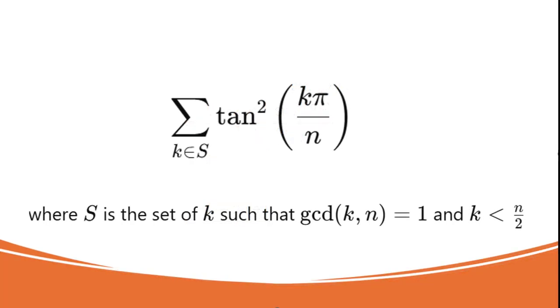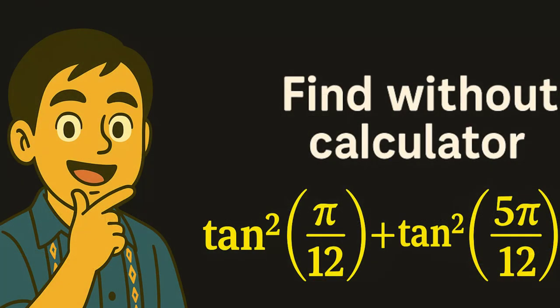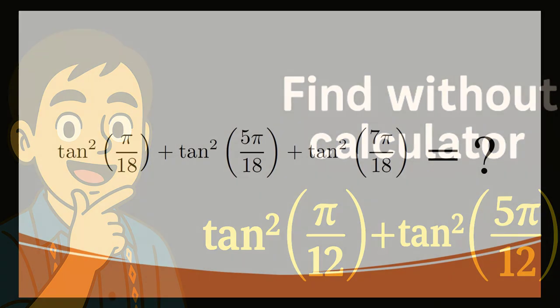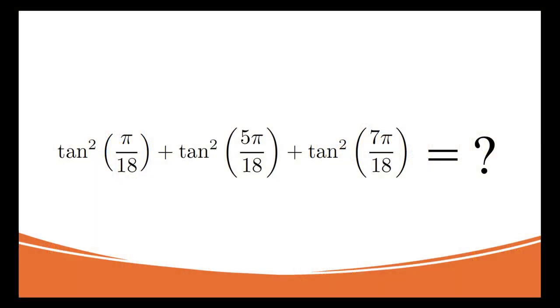This is just a special case of a more general question, where we consider the sum over k in S of tangent squared of k pi over n, where S is the set of k such that the greatest common divisor of k and n equals 1, and k is less than n over 2. The problem we solved is the case for n equals 12, but you may try other values, like n equals 18, to explore this idea further.